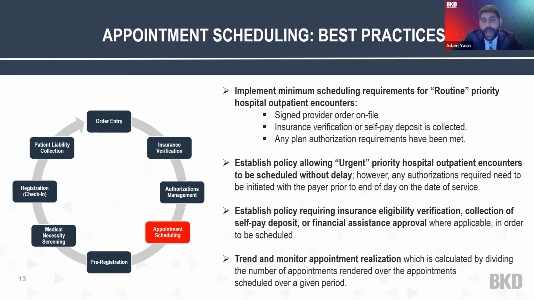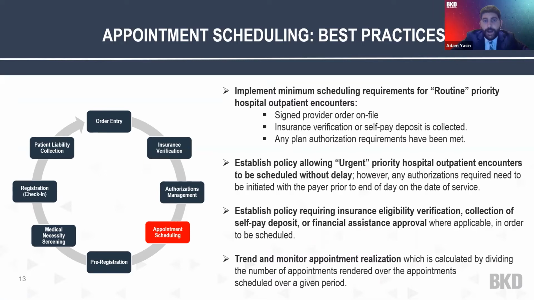So item 2, establishing policy. Again, emphasizing here, establishing policy allowing urgent priority hospital outpatient encounters to be scheduled without delay. Both is the right thing to do. It supports our mission here to get patients in without delay when they need us. But by being really specific and articulating a policy in this area, that helps make sure that hospital-based schedulers and ordering providers are on the same page, so that we do what we can to protect the financial risk and margin of the facility and the provider for any encounter rendered on the hospital campus.